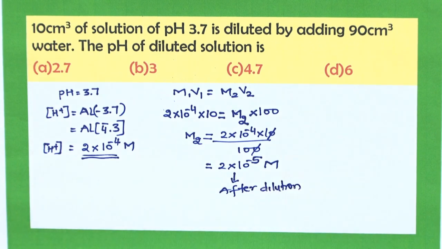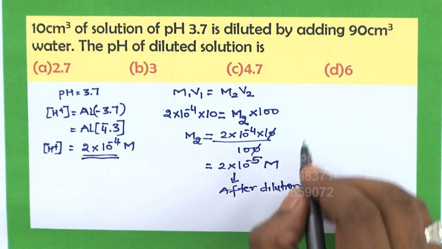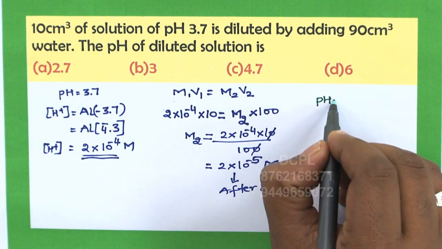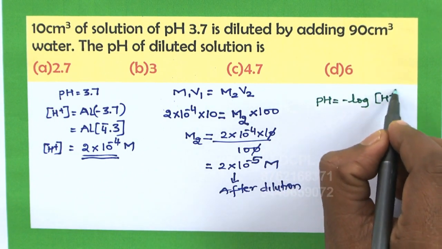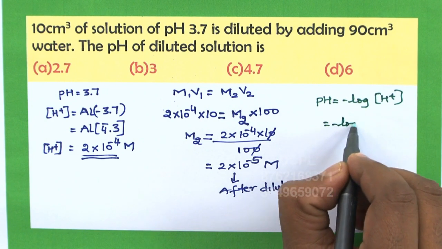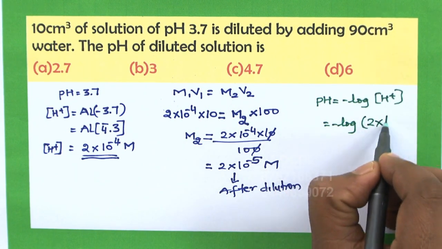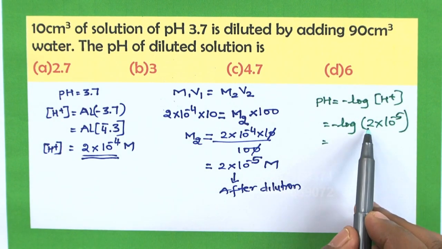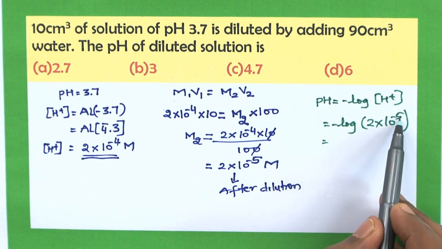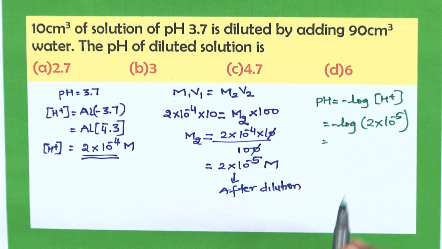Once you calculate the molarity after dilution, you can calculate the pH of the solution. The pH of the diluted solution is equal to minus log of H plus ion concentration, that is equal to minus log of 2 into 10 to the power minus 5. You can easily predict the values by the method that we have discussed. If it is a one digit number and the power is 5, so the pH should lie in the range of 4 to 5, or even you can calculate it.